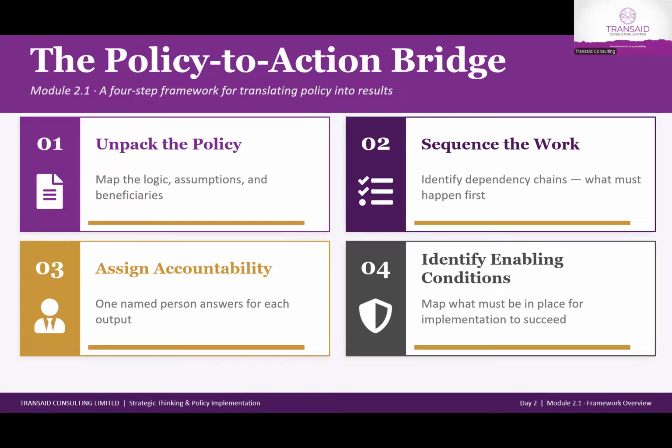So let's look at the policy to action bridge. How do you bridge that translation gap from your policy to action? We are going to look at a 4-step framework for translating policy into results, action.